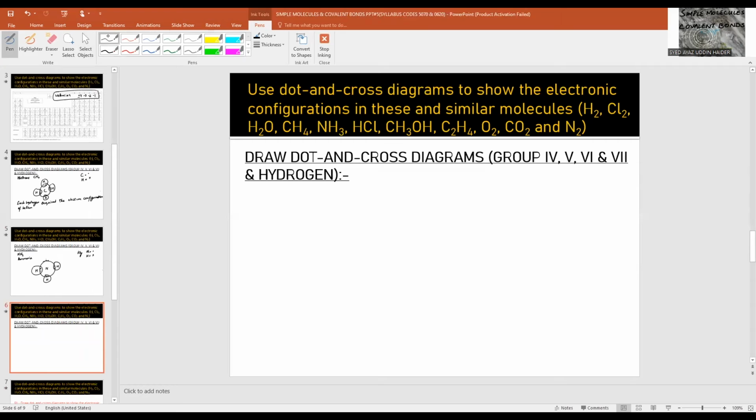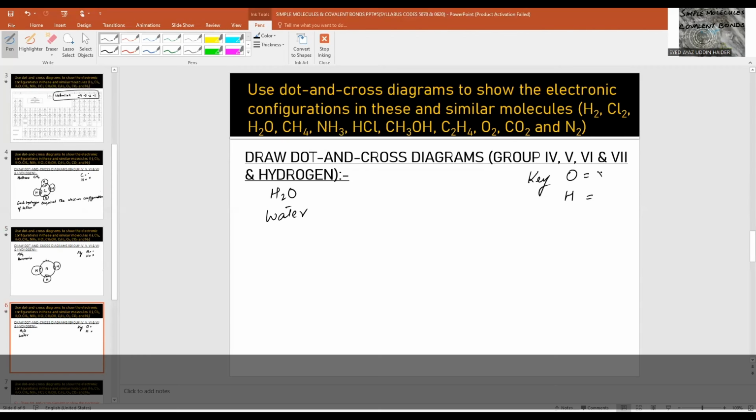Now I'm drawing dot and cross diagram between hydrogen and oxygen, which is H2O. You know the name of this compound, it is water. You know water is very important. We can't live without water. Oxygen belongs to group 6, which means it needs 2 electrons to complete its valence shell. Therefore, it will share 2 valence electrons with 2 hydrogen atoms. First of all, show key. On right hand side, we have oxygen and hydrogen. So I'm using cross for oxygen here and dot for each hydrogen atom.